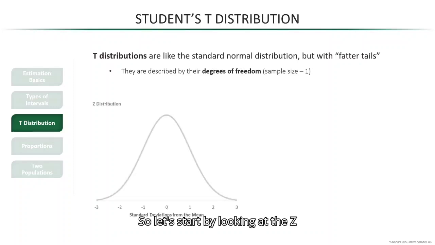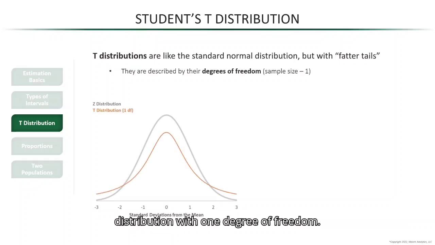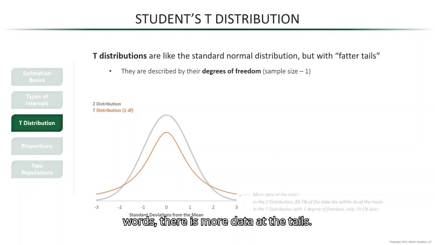So let's start by looking at the z-distribution, which is this one right here, and then overlay the t-distribution with 1 degree of freedom. As you can tell, the shape is practically the same. It's symmetrical with most data around its mean in the center, and then it flares out in tails. But the tails for the t-distribution, like we mentioned, are fatter. In other words, there is more data at the tails.